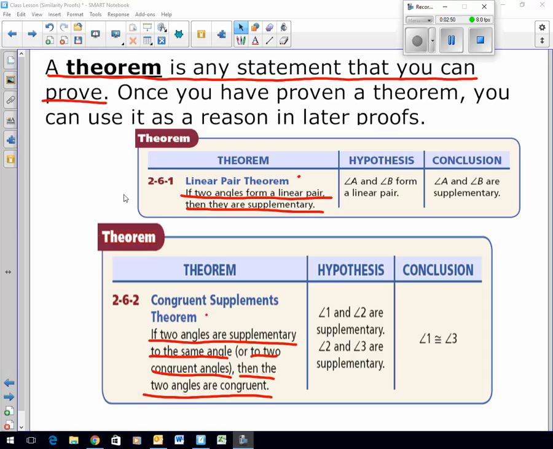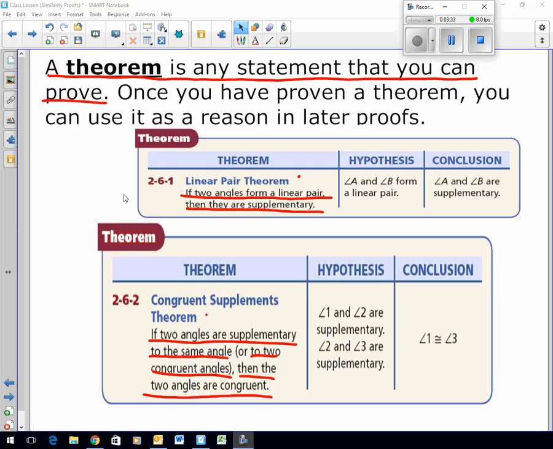Let's say angle 1 was 100 degrees and angle 2 was 80 degrees. Are they supplementary? Why? 180. Say it out. 100 plus 80 is 180, right? If angle 2 is 80 degrees, how much does angle 3 have to be if it's supplementary to 2? It's got to be 100, right? Did you notice that? 100 for angle 1 and 100 for angle 3. They're congruent. They have to be.